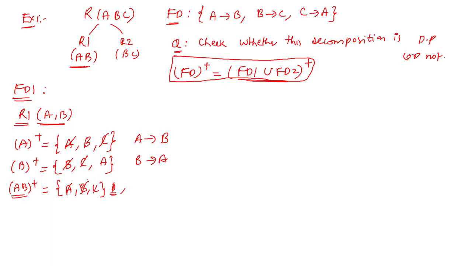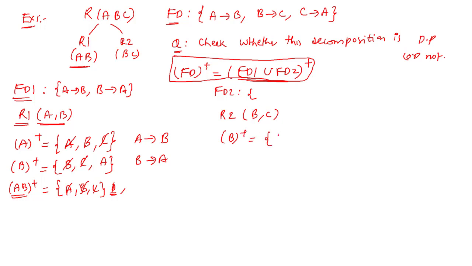So the set of functional dependencies I can note down here: FD1 is A implies B and B implies A. I calculated FD1. Okay, so let us calculate FD2 here. FD2 is calculated from R2. R2 contains BC, right? Now calculate the closure of B.